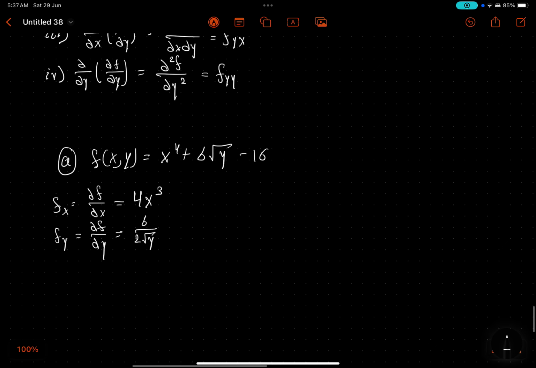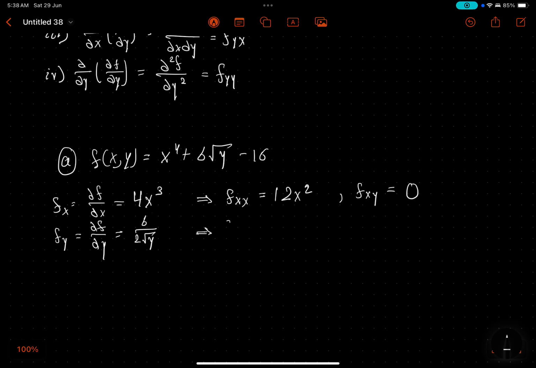So this is gonna be 6 over 2 square root of y, and we take x as a constant. Now from here we can get the second partial derivative. So we differentiate with respect to x, which gives us 12x squared. Now we can also get fxy, which is gonna equal 0, since we don't have any y here in fx, and we treat x as a constant, so it's gonna be 0.